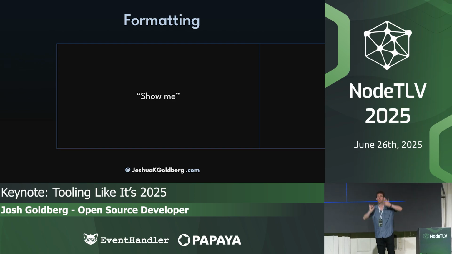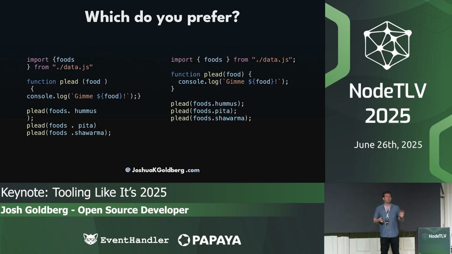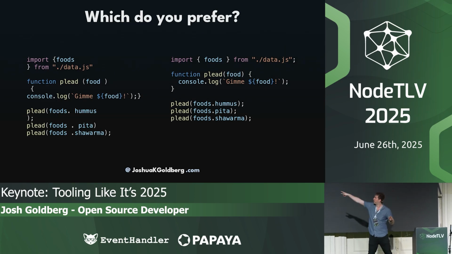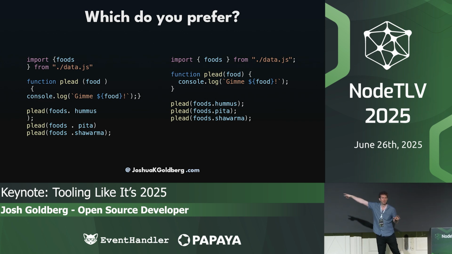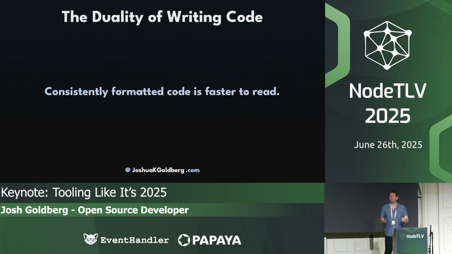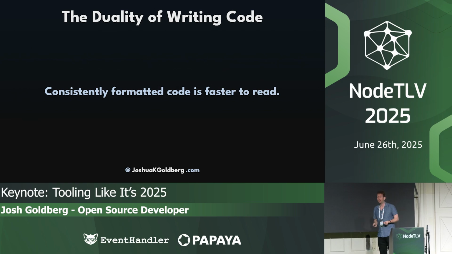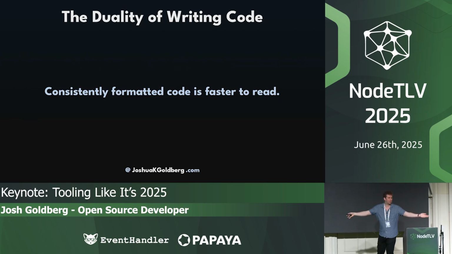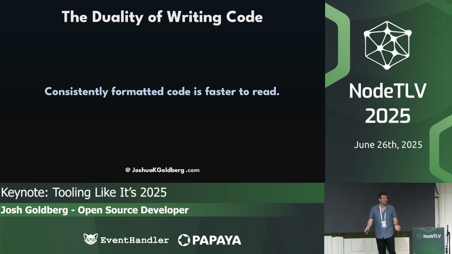Formatting is the concern of show me the code. Show of hands. Who here prefers the stuff on the left, the code snippet? Who here prefers the snippet on the right? Not everyone raised their hand, but thank you to the majority who did. The duality, the horror of writing code, is that consistently formatted code is easier to read. Thank you for correctly raising your hand on the one I wanted you to.